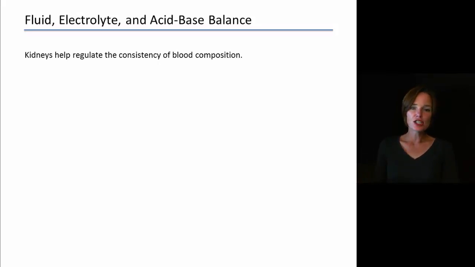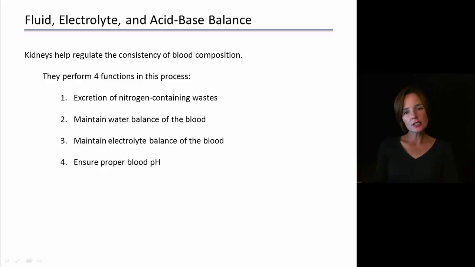The kidneys, besides just producing urine, have a number of different functions that we listed. They have an important role in regulating the consistency of our blood, so regulating blood composition and making sure that we keep that blood composition pretty much the same all of the time, regardless of what we are consuming or what we're doing. In this role, they perform 4 different functions. First of all, they are involved in excretion of nitrogenous waste. They also maintain the water balance of the blood. They maintain the electrolyte balance of the blood. And in the end, they also ensure a proper blood pH.